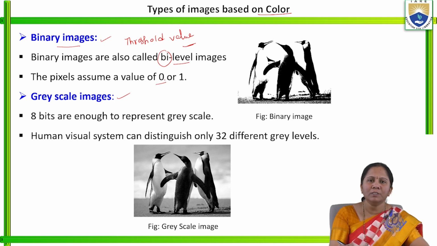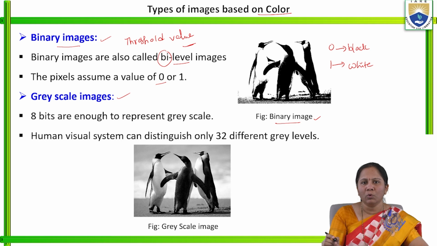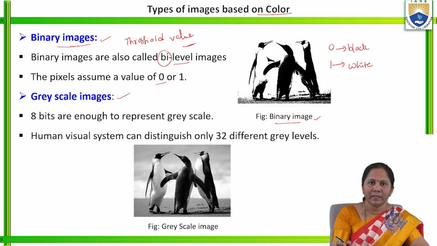So if the pixel value is 0, it will represent black color. If the pixel value is 1, then that particular color represents white. So this is the image that comes under binary image. If you see this image, it is completely based on only two colors, 0 or 1, that is pure black and pure white. No shades of these two colors are available in this particular image. So that is what binary images are about.